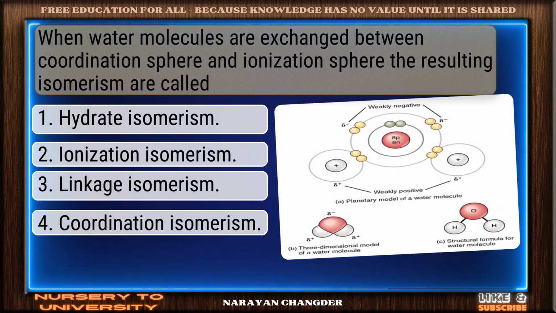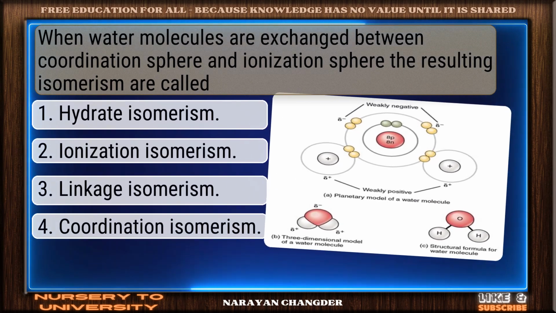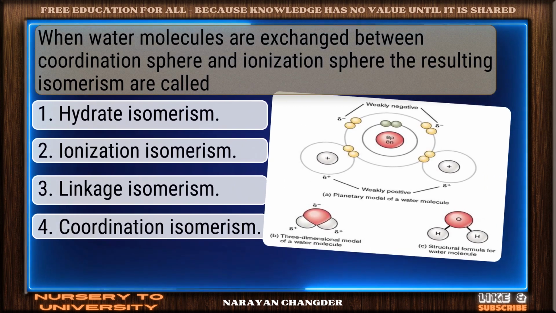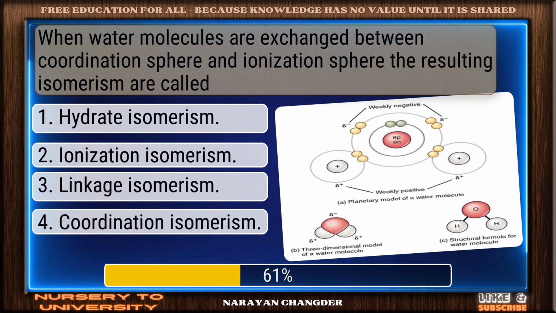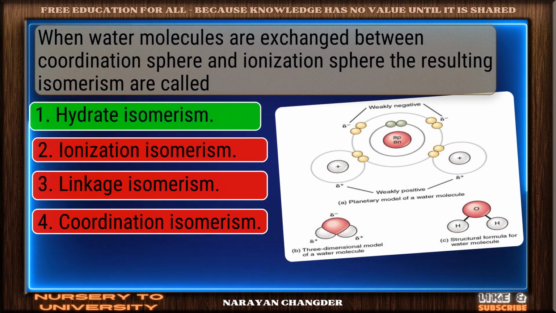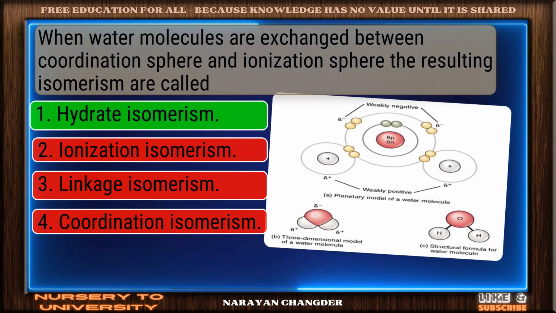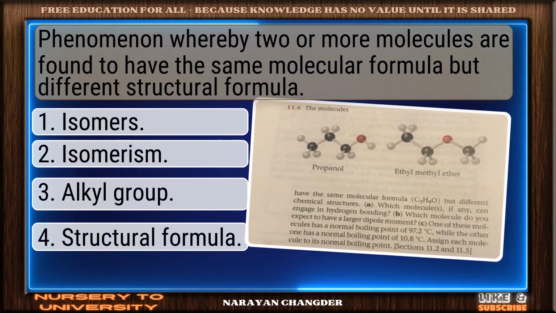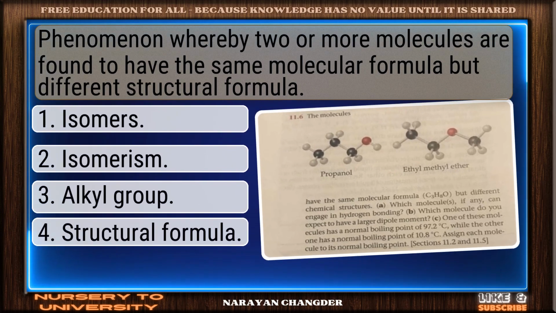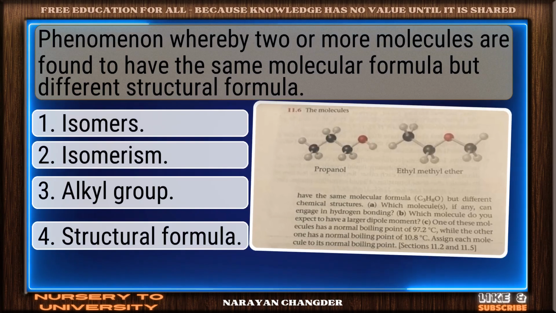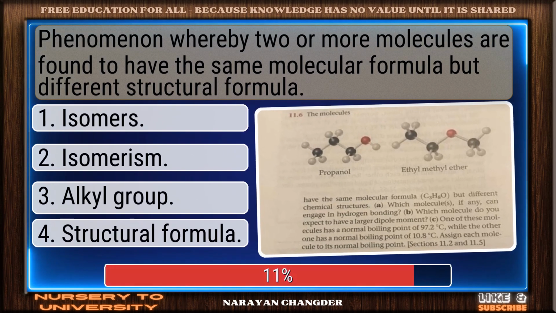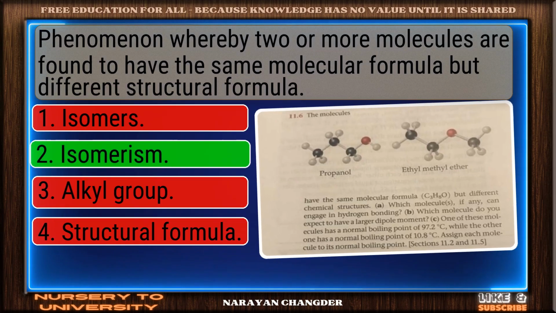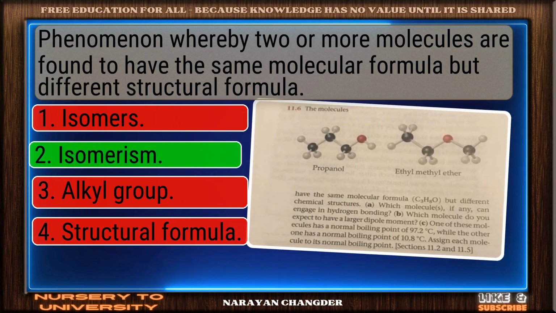When water molecules are exchanged between coordination sphere and ionization sphere, the resulting isomerism is called. Well picked. Hydrate isomerism is the correct answer. Phenomenon whereby two or more molecules are found to have the same molecular formula but different structural formula. On track. Isomerism is the correct answer.